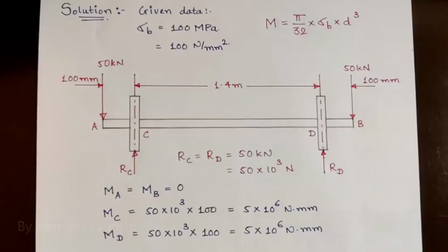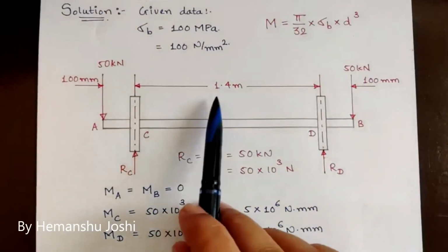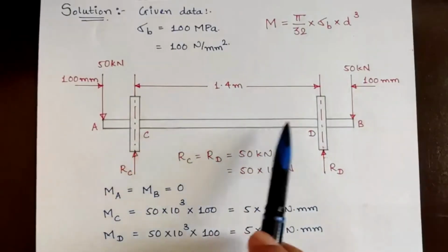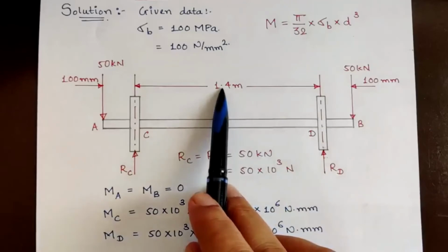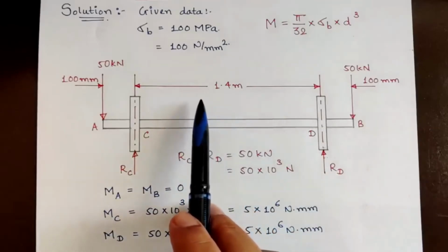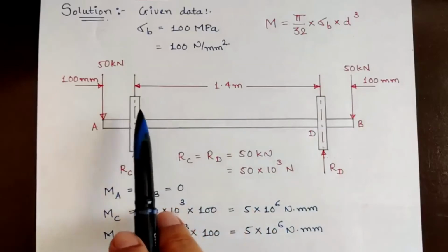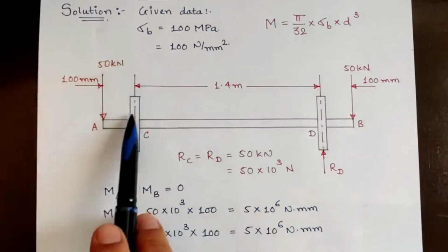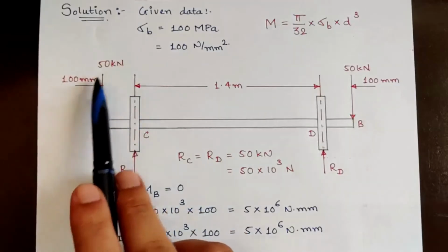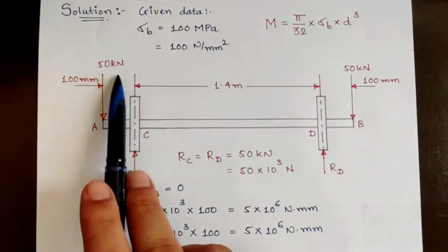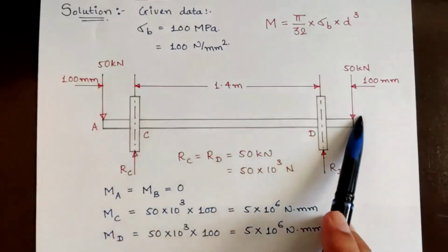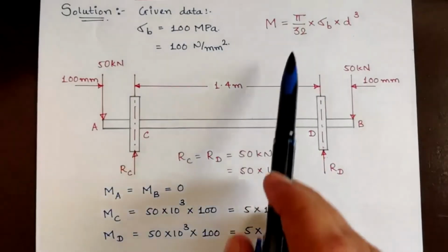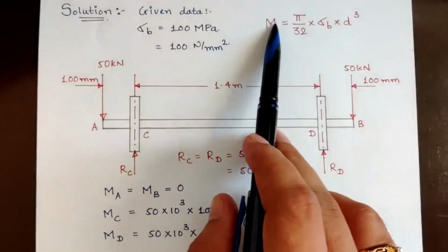As per the data, the wheelbase is 1.4 meter, so the distance between these two wheels C and D will be 1.4 meter, and the axle box is mounted outside the wheelbase at a distance of 100 mm weighing 50 kilonewton. So this distance will be 100 mm and the force applied is 50 kilonewton on each end. Using this figure, we have to find out the maximum bending moment, that will be our capital M.